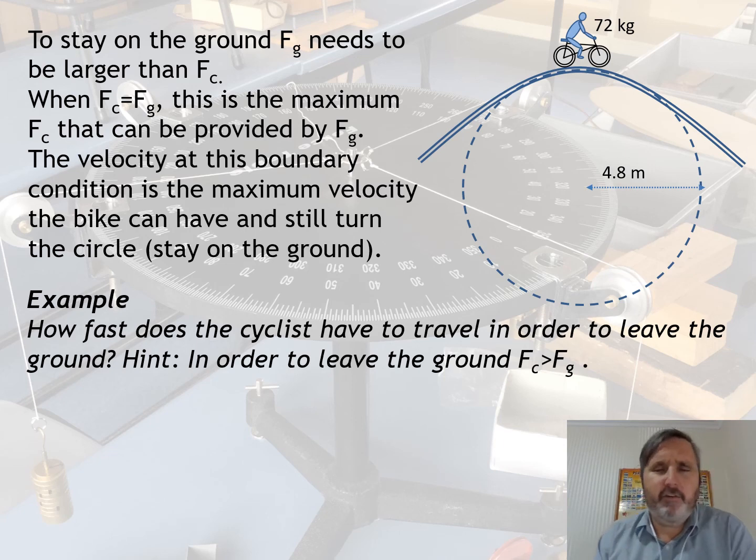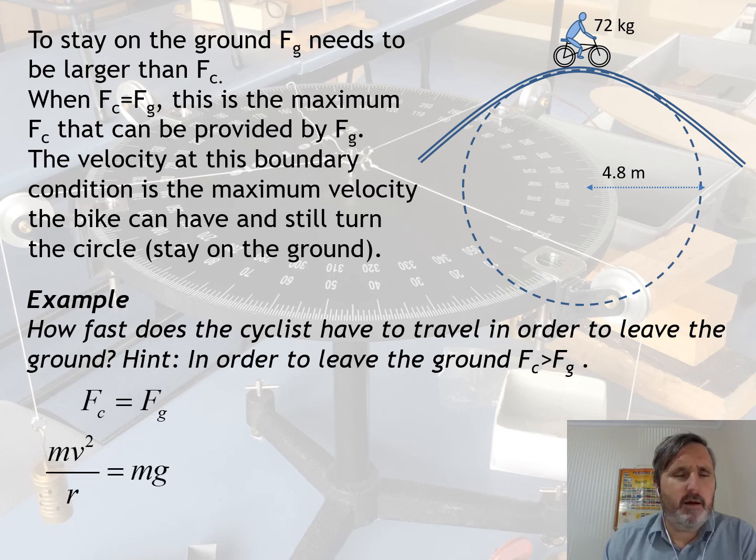So how fast does the cyclist have to go in order to leave the ground, or not to leave the ground, I guess. In order to leave the ground, the centripetal force needs to be bigger than the gravity force. Oh, I guess that's right. So, let's find the boundary here. So we're going to put the centripetal force equal to the gravity force. At what point, well, what velocity does that equal that?